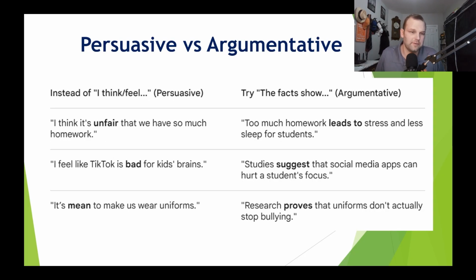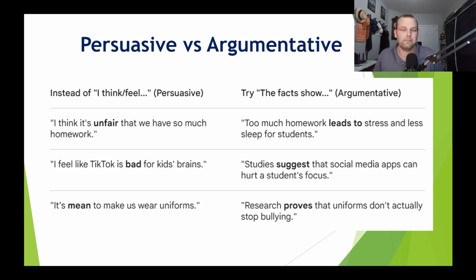So here are some examples. Maybe you think it's unfair that we have so much homework. Well, to transition that into an argumentative phrase instead of just a persuasive phrase, you might say, too much homework leads to stress and less sleep for students. And you would cite a source for that. Because it's not just an opinion, it's a fact that too much homework leads to stress and less sleep for students.